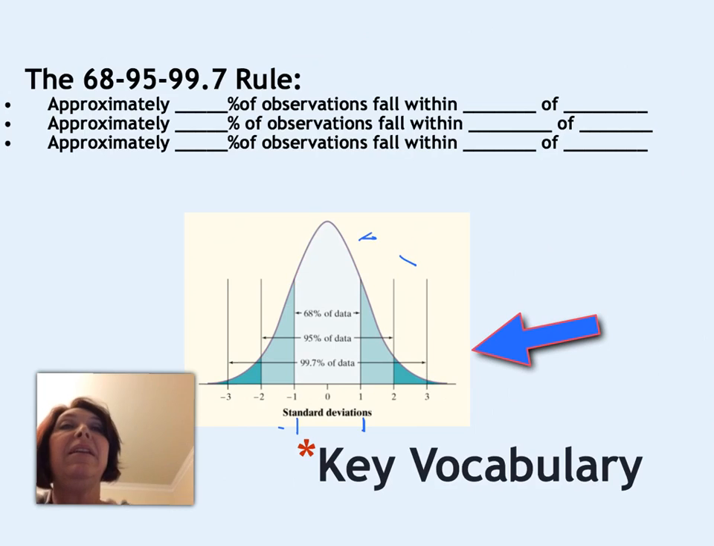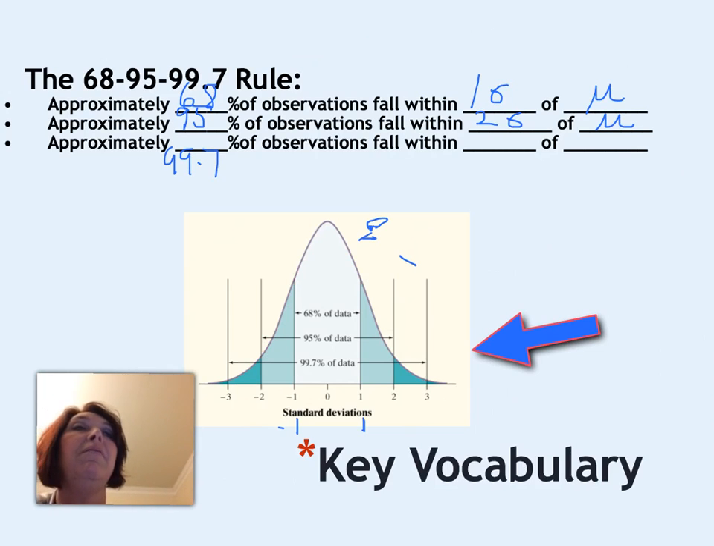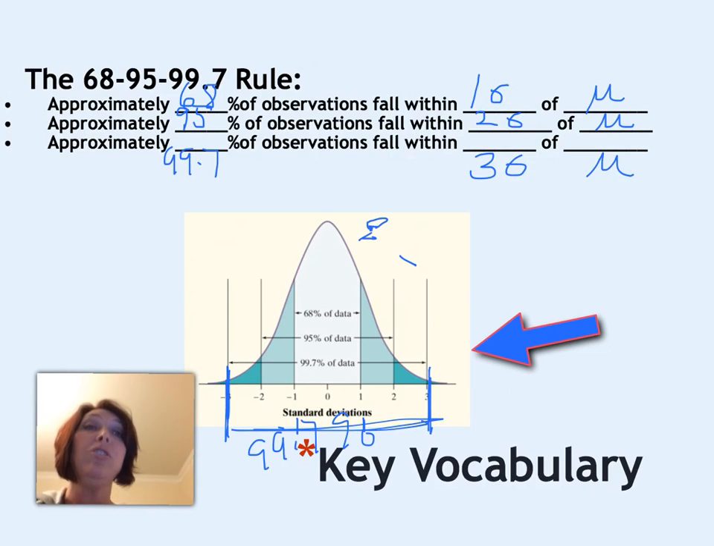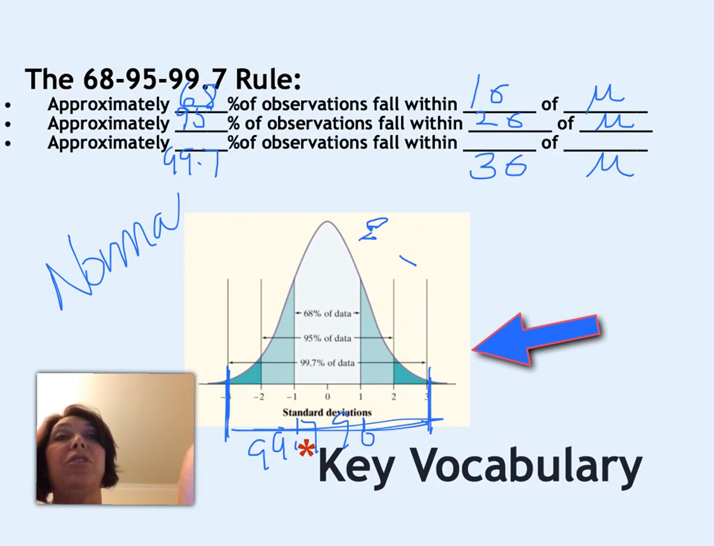So, 68% of the observations fall within 1 standard deviation of the mean, mu. 95% of the observations fall within 2 standard deviations of mu. And approximately 99.7% fall within 3 standard deviations of mu. So, from here, -3 to here, that contains 99.7% of all of the data that we gained. Now, you cannot always use this. Remember, this is only for normal distributions.